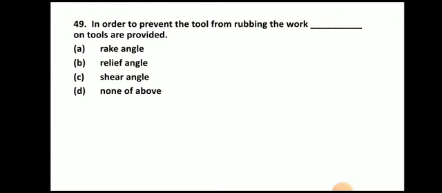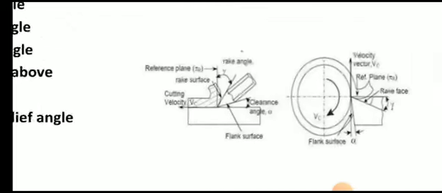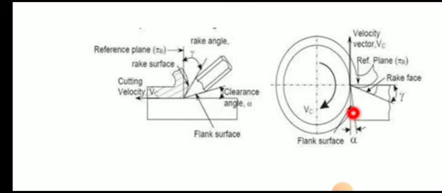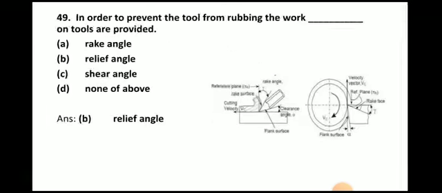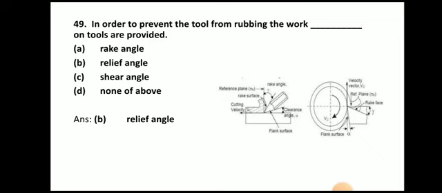Next question. In order to prevent the tool from rubbing the work, relief angle is provided. So here you can see this is the relief angle. The flank of the tool is at some angle, it is not perpendicular, so this angle is known as relief angle. So in order to prevent the tool from rubbing the work, relief angle on the tool is provided.